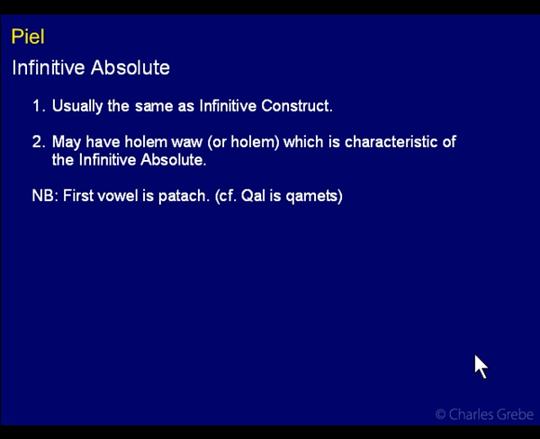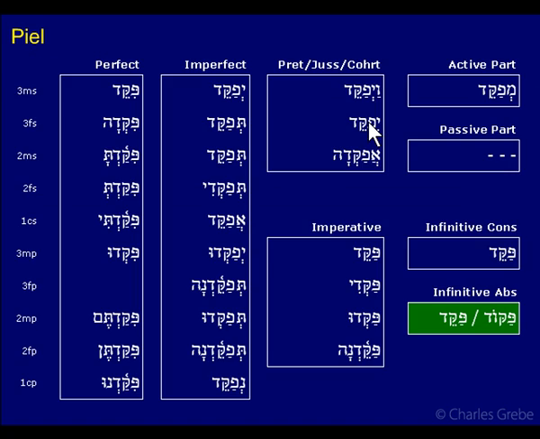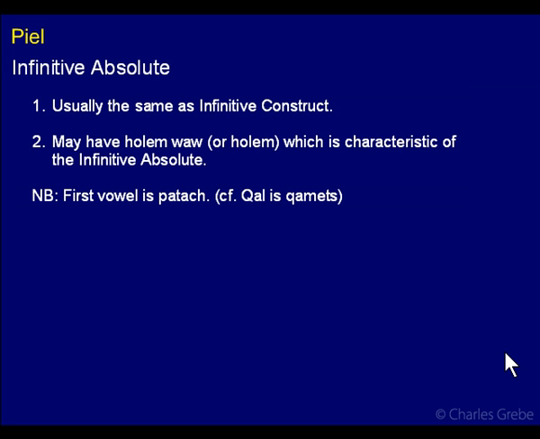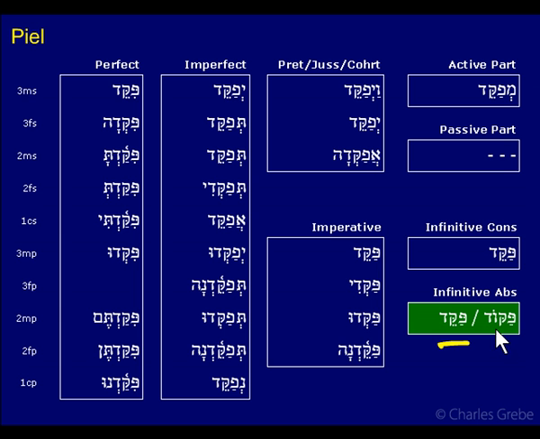So let's see what I wanted to say here. The infinitive absolute is usually the same as the infinitive construct. Okay? What that means is this is the common form. It's usually this one, not this one, because this one's the same as that. It may have holem vav or holem, which is characteristic of the infinitive absolute. Okay, so holem vav here.